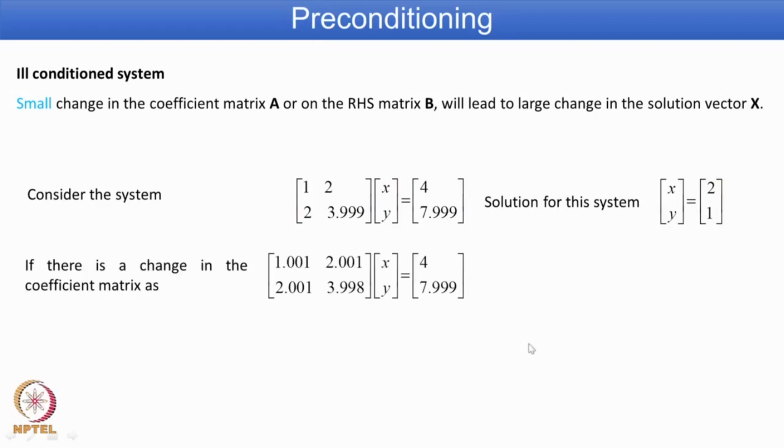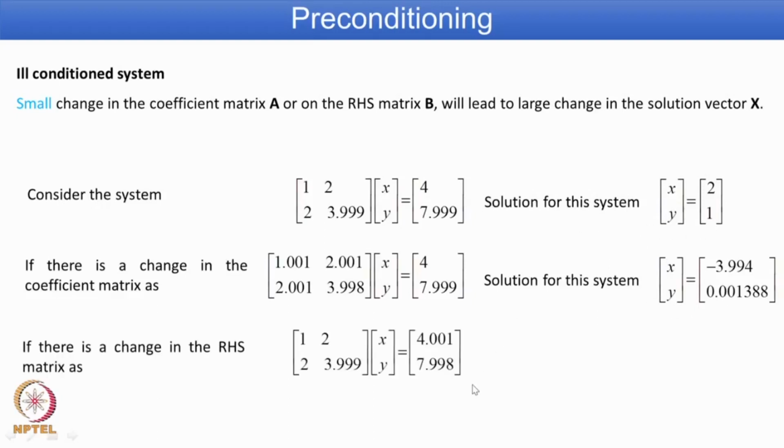We take the first case, where we change the coefficient matrix slightly. So, instead of 1, 2, 2, 3.99, we get 1.001, 2.001, 2.001, 3.998. The right hand side matrix is the same. Now, for this system, the solution appears to be as shown here: x and y equal to minus 3.994 and 0.001388. You can observe here this value is very much different from the original solution value.